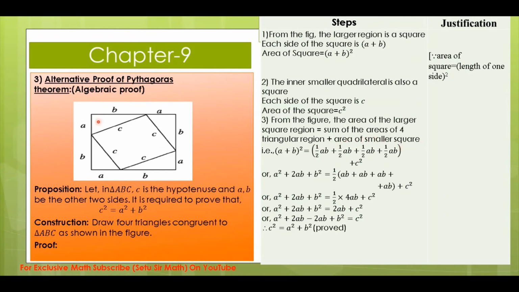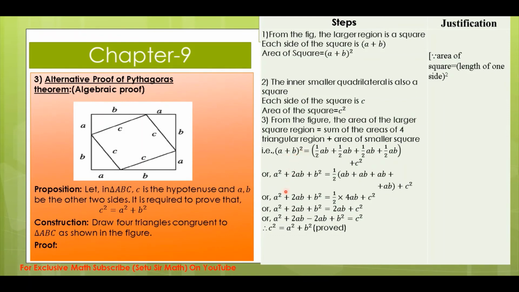You can see the total area of the larger square region. We can write it as the sum of the four triangle regions plus the area of this smaller square. So we already have the area of the larger square region as (A+B) whole square, and the triangle area is half multiplied by AB, that is base into height, half multiplied by AB. All 4 triangles are the same, plus the area of the small square is C square, which we get from here. Now we know the formula.